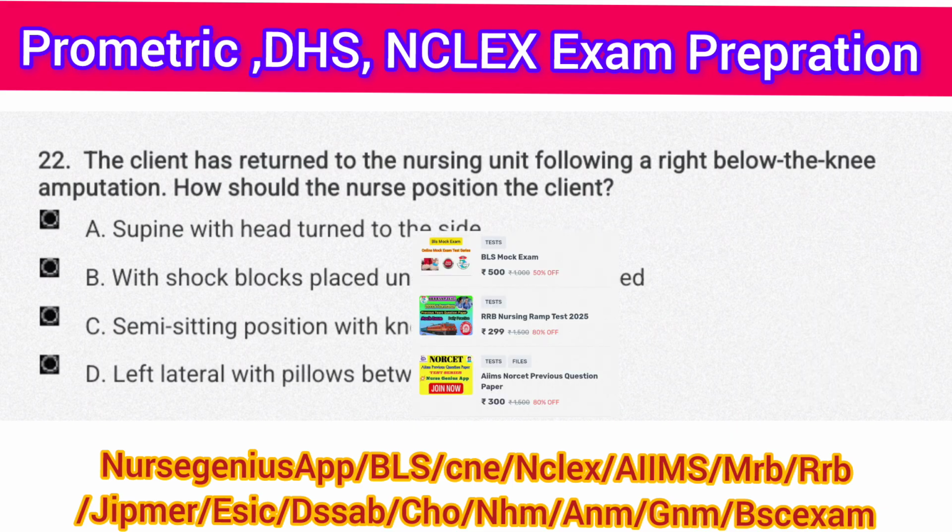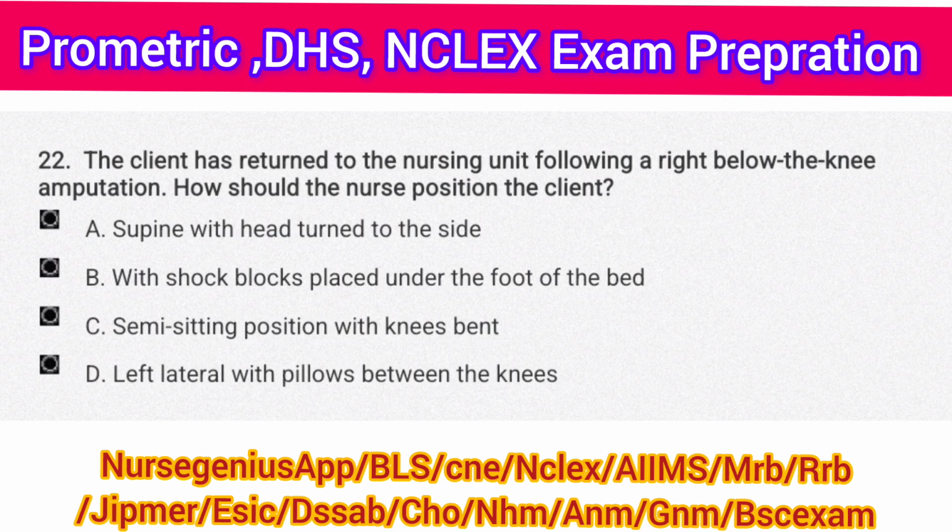So what is the correct answer for below knee amputation in the right side leg? What do you have to do for that? What is the correct answer here? You should do the shock block placed under the foot of the bed. Option B will be the correct answer.